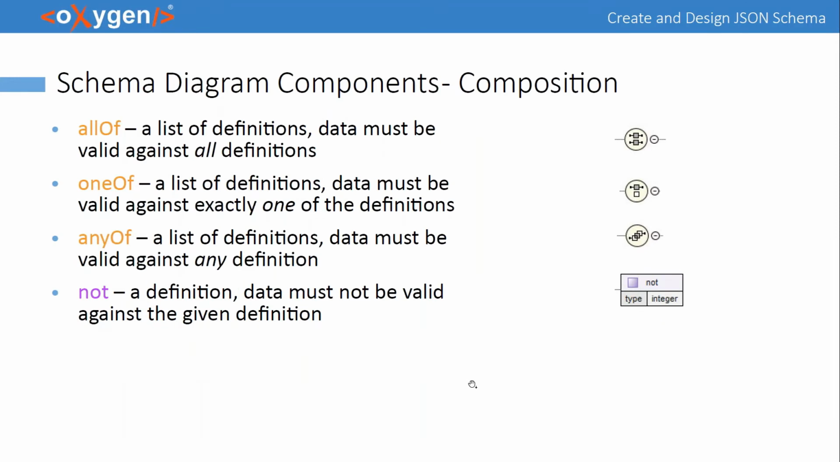There are also compositions, so you can use all of, one of, or any of. In case you want, for example, data to be valid against some set of definitions, you can use this all of, and then the data will be validated against all the definitions that you have there. One of can be used when you want to be valid against only one definition, exactly one, and any of in case you want to be valid against any of the definitions that you have in this composition. Not can be used when the data should not be valid against that definition.